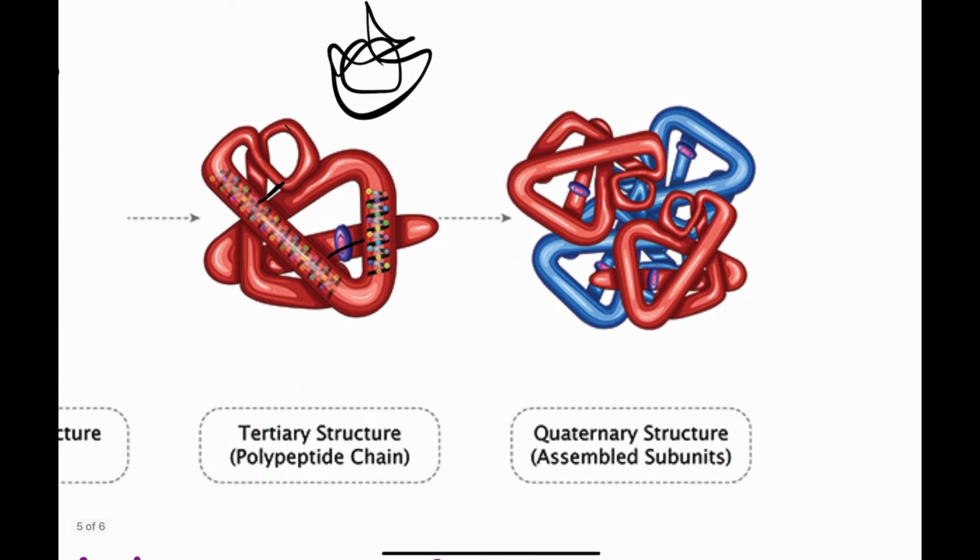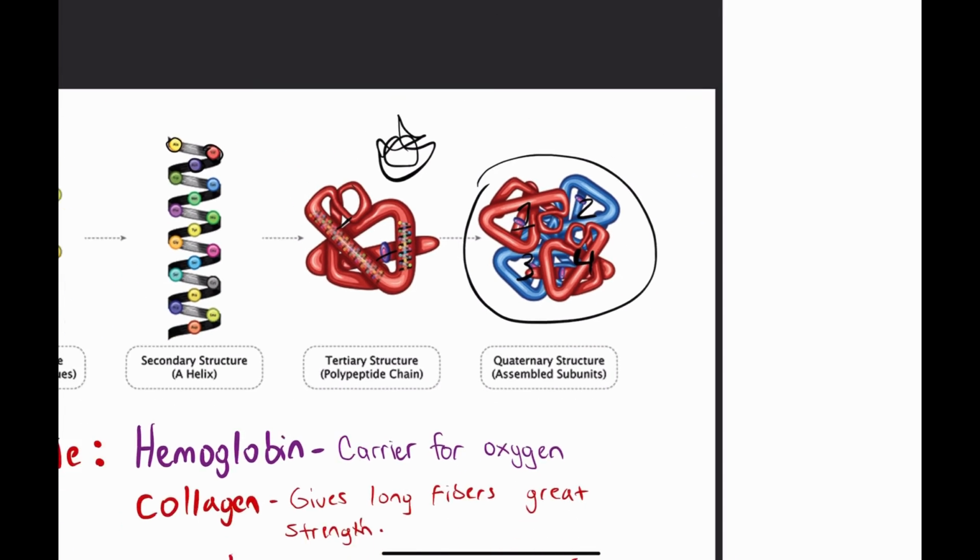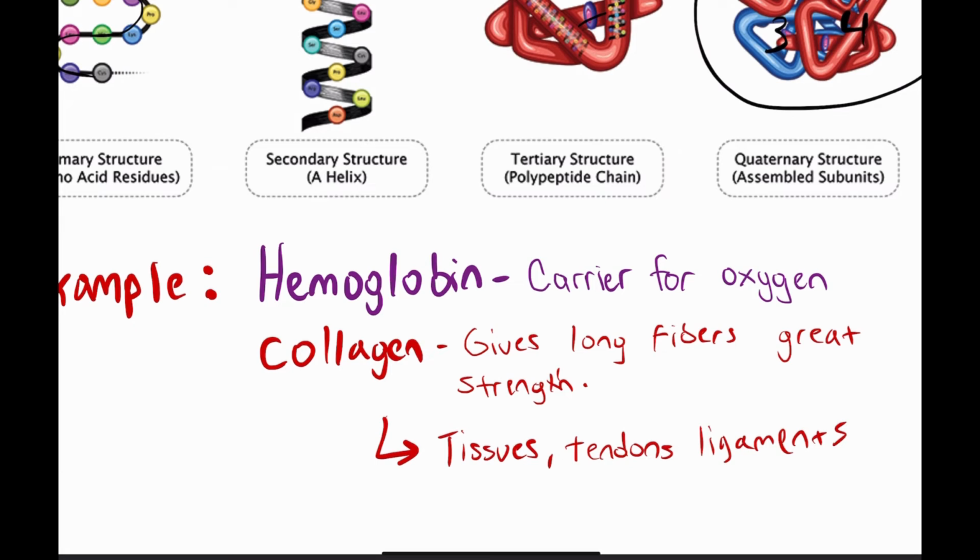And then we have my favorite, where we have usually a functional protein, a large macromolecule in a quaternary structure, where we can have different subunits that are responsible for different things around the body or for human life. And an example of this would be hemoglobin, which is a carrier for oxygen, or collagen, which gives strength. It gives long fibers great strength. So this is tissues, tendons, and ligaments. There are so many other proteins.